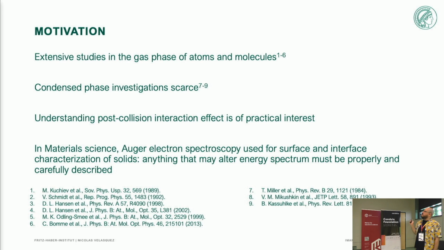And the motivation is quite basic. So many studies have been done in the gas phase in atoms and molecules, for example, OCS, CO, HBr, argon. In the condensed matter case, this is relatively scarce, and thus understanding PCI is of practical interest in that, for example, Auger electron spectroscopy is widely used in material science, where they characterize many interfaces and surfaces of a vast array of materials, and anything that may alter your energy distribution has to be carefully and properly described.